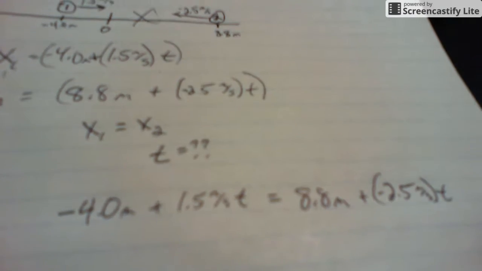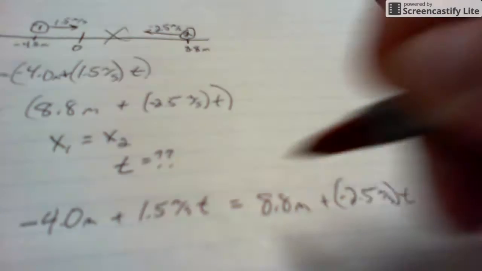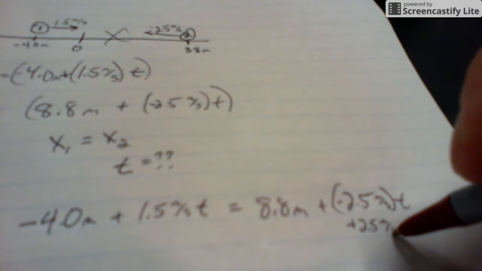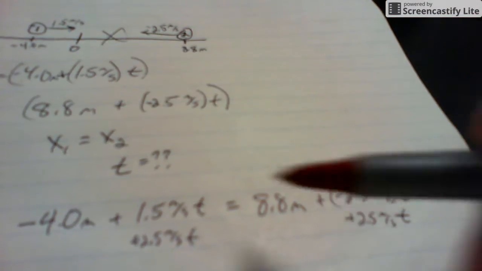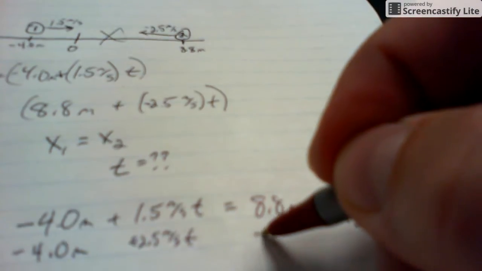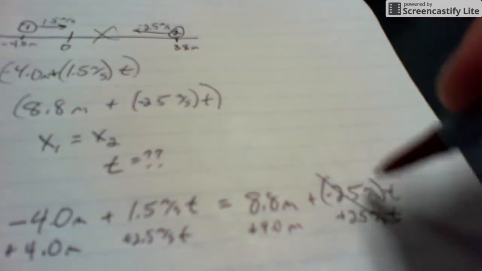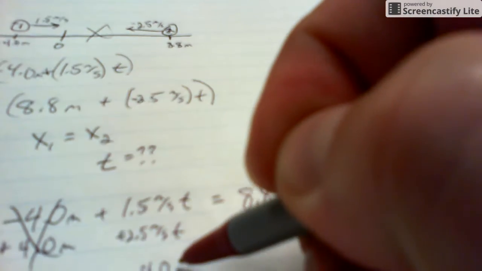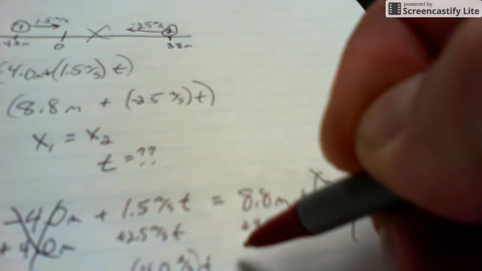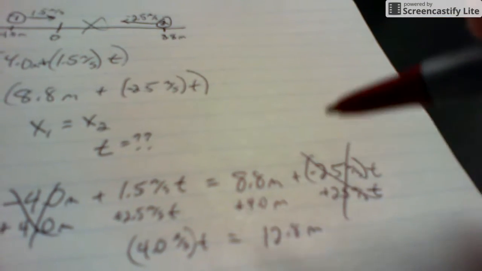Get like terms together, combine all of the t's, combine all the other terms. I'm just going to take all the t's over this side, so plus 2.5 meters per second t on both sides. I'm going to take all of the other numbers over to the other side, add 4.0 meters. That cancels there, that cancels there. Add these two terms. That gives us 4.0 meters per second times t is equal to 12.8 meters.